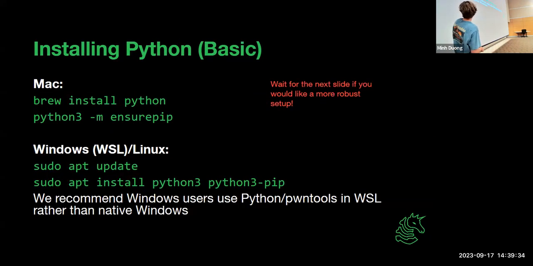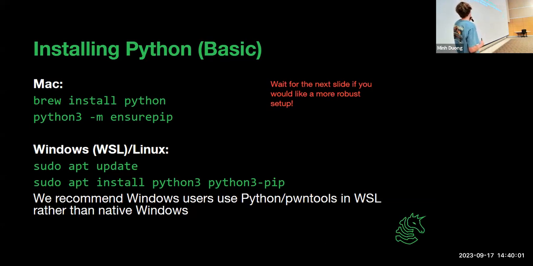So, install. If you don't have Python already and you're on Mac, you can use brew to install it. On the next slide, I'm going to show you a different tool called pyenv, which is a slightly more complicated but more robust way to set up Python. After you do that, this is just Python.